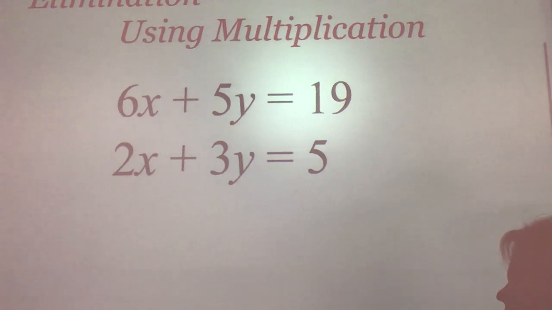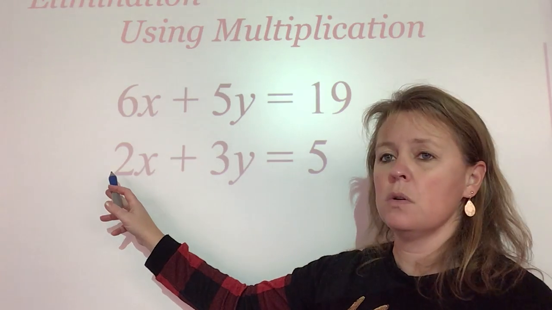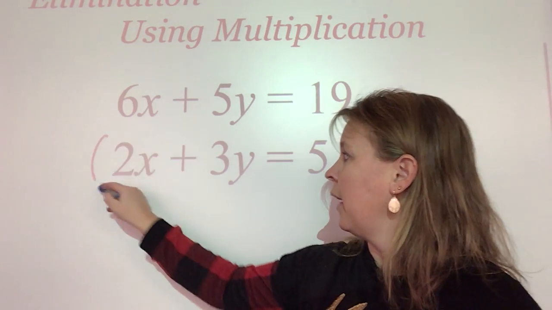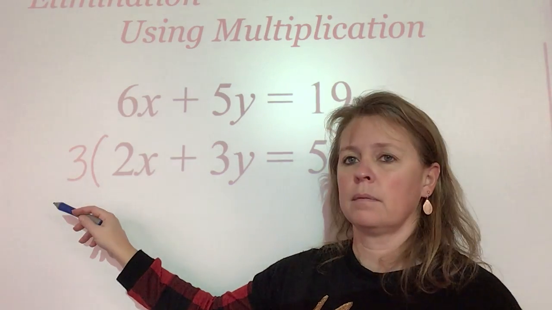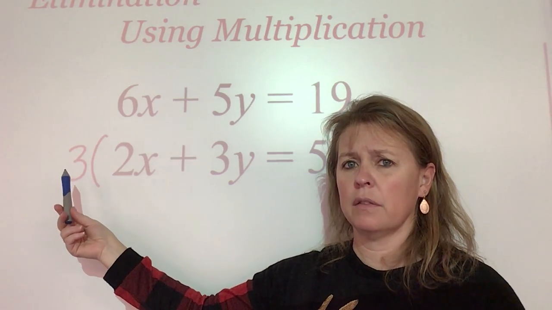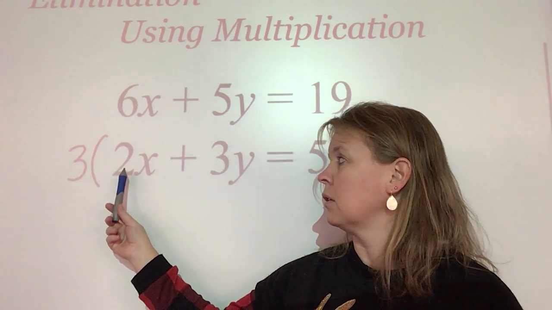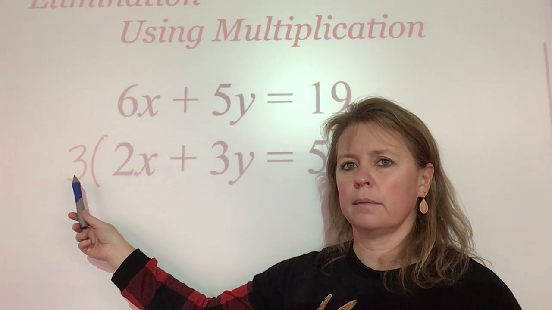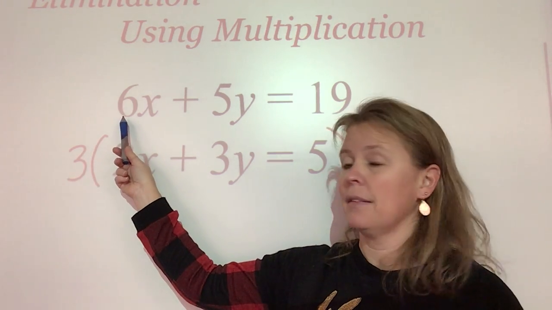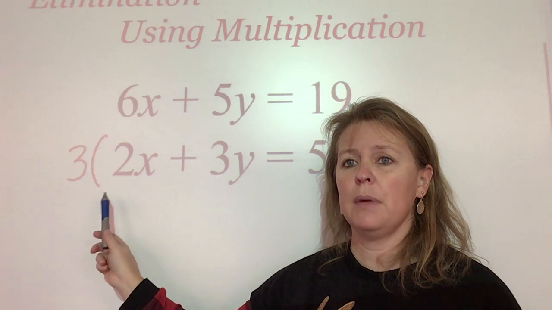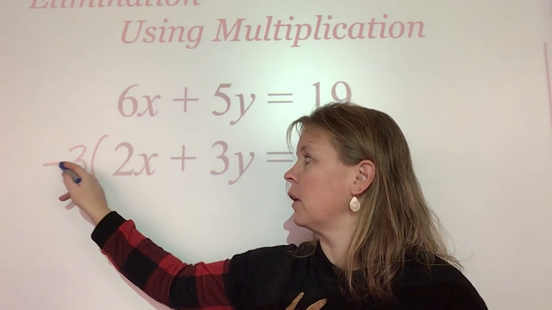So the process is you're going to take the smaller coefficient, this is a 2, this is a 6, and you're going to multiply by 3. Kind of like when you get a common denominator in fractions. How do you turn the 2 into a 6? You multiply the 2 by 3. Okay, now be very careful. This is a positive 6. If we want this to eliminate, we have to make this a negative 6. So I'm going to multiply by negative 3.